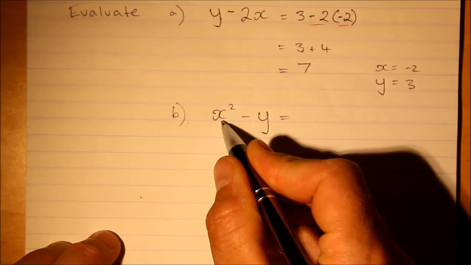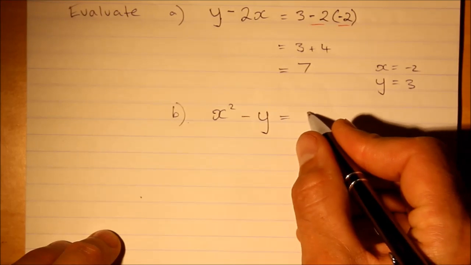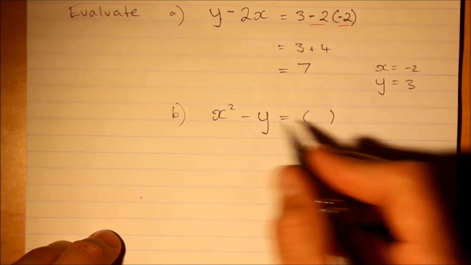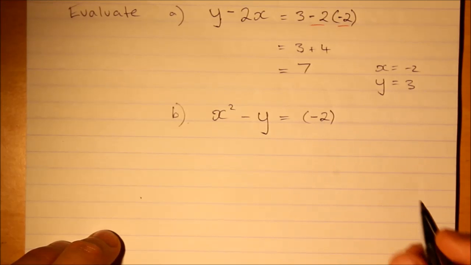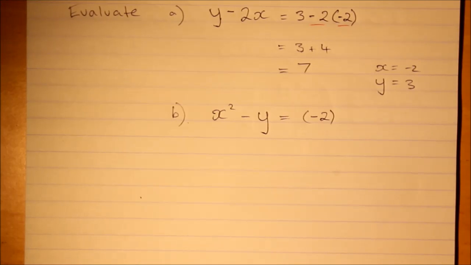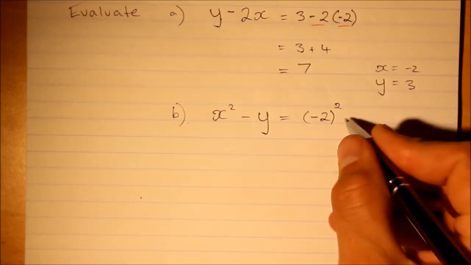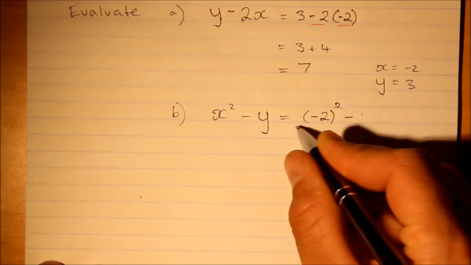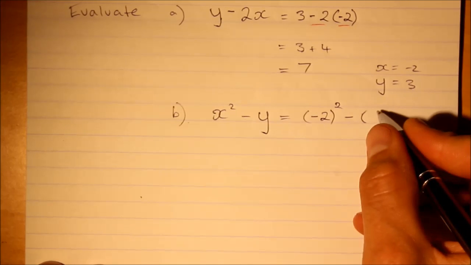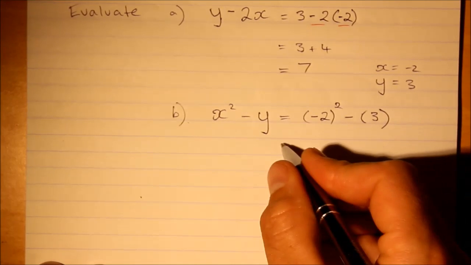So with these same values, let's try another one. Again, let's use parentheses here, because this index, we want to make sure we look after the -2 properly. Now this is a common mistake, and instead of the y, let's put parentheses. If in doubt, you can use parentheses.